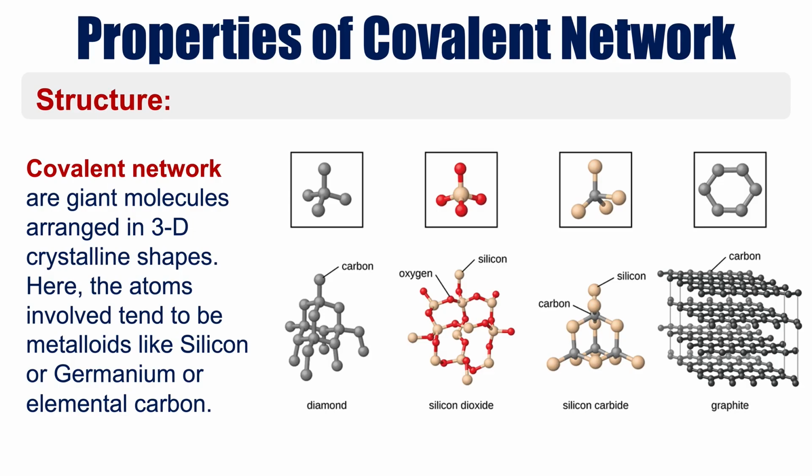All right, next thing is for a covalent network compound. A covalent network compound are giant molecules arranged in a 3D crystal kind of structure. There's a certain repeating pattern to them. So covalent network compounds are either going to be elemental or pure carbon, like C diamond or C graphite, or something containing a metalloid, but you have these kind of molecules that have this repeating pattern to them.